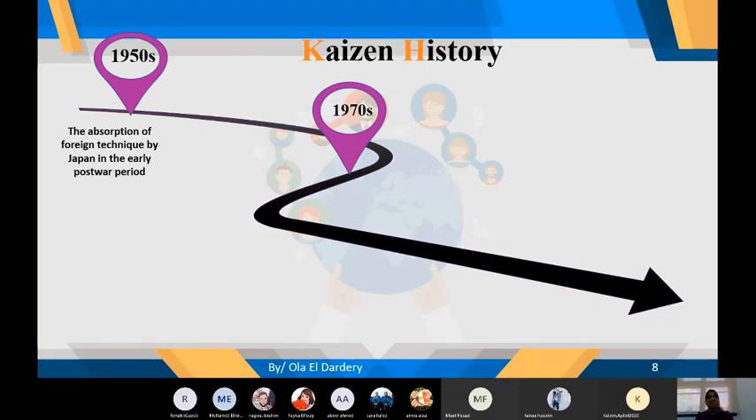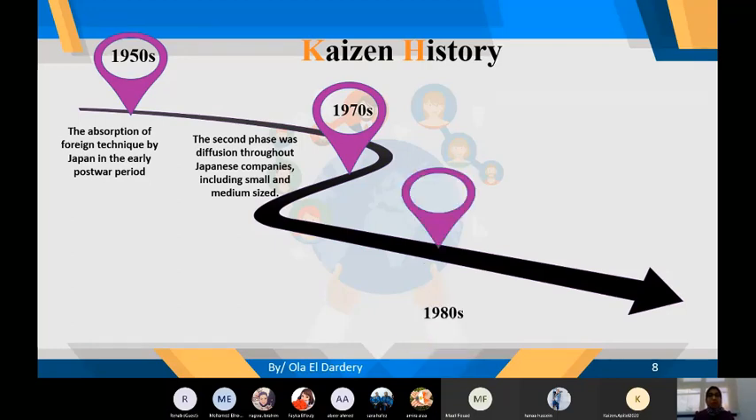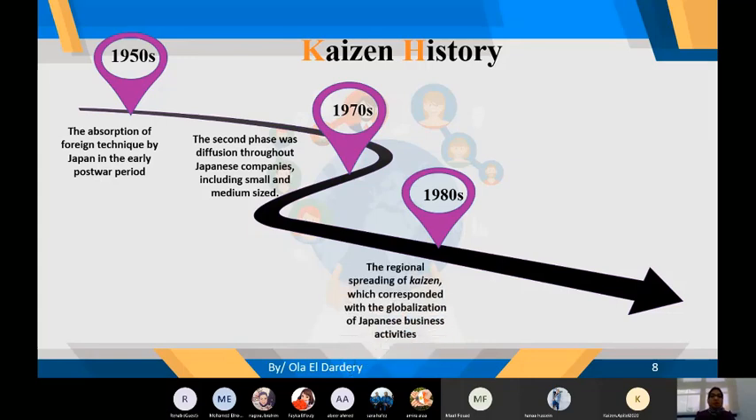All right. The second stage happened in the 70s, and that was the diffusion through Japanese companies, including small and medium-sized organizations. So they started using Kaizen as it's known now, and they started using it not only in large organizations or manufacturing companies. No, they started using it in small companies as well as medium-sized companies, and it spread all over Japan.